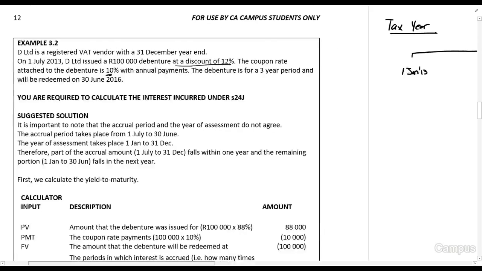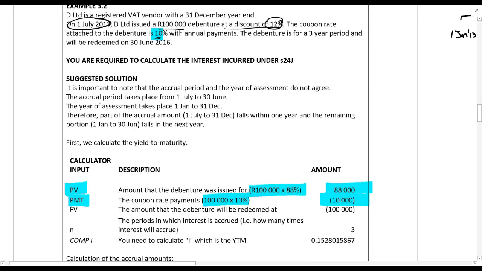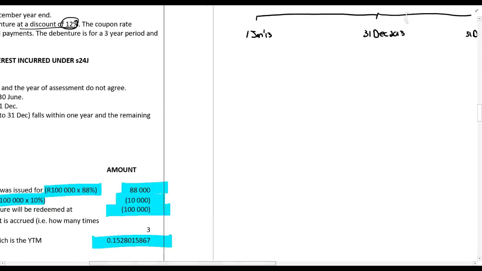Okay, so they tell you that on the 1st of July 2013 we issued a debenture of 100,000 rands at a discount of 12%. So guys, immediately that means our present value is minus 12%, so 88,000. The coupon rate is 10%, so payment is 100,000 times 10%. It will be redeemed in 3 years, so future value 100,000, and we calculate I. I is 0.15208015867.